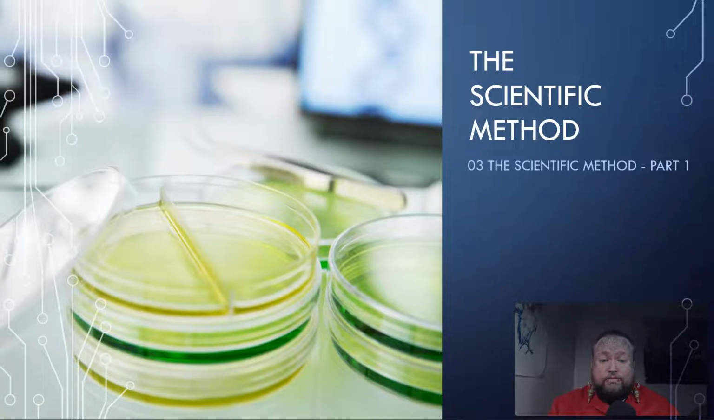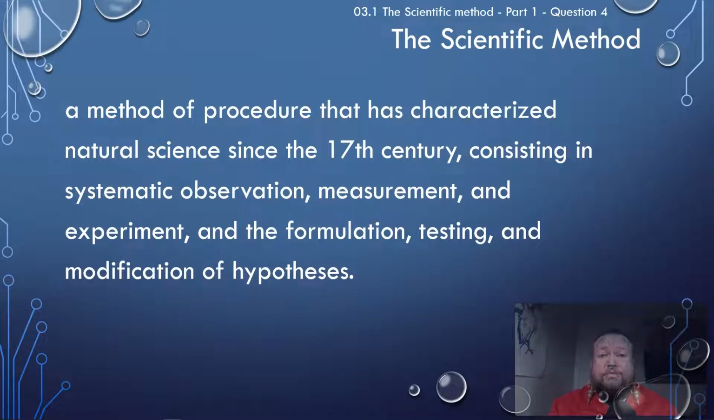Now, to begin with, the scientific method, you can see the definition here. And we're going to have a couple different definitions for this, and we'll keep digging deeper with it. But it's a procedure that has characterized natural science since the 17th century, consisting in systematic observation, measurement, and experiment, and formulation, testing, and modification of hypotheses.